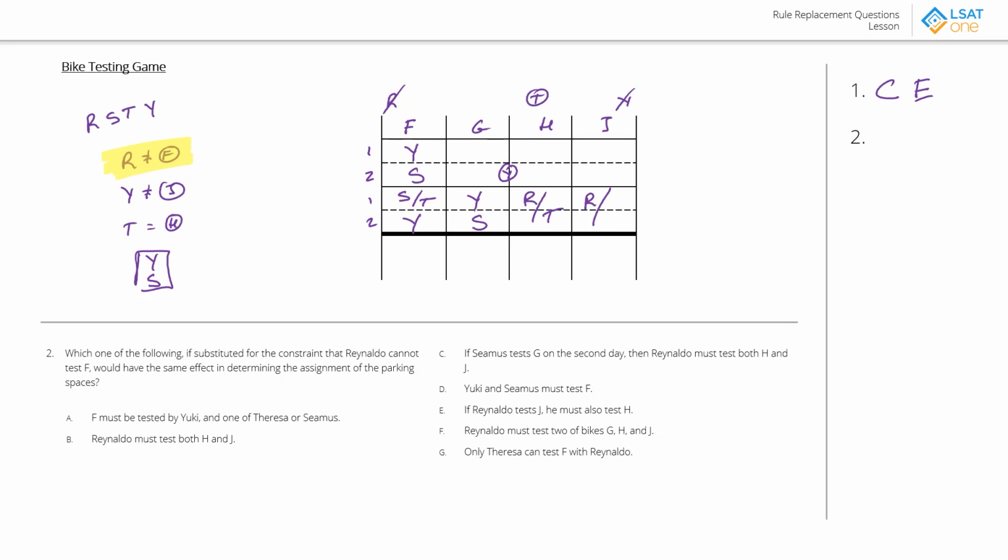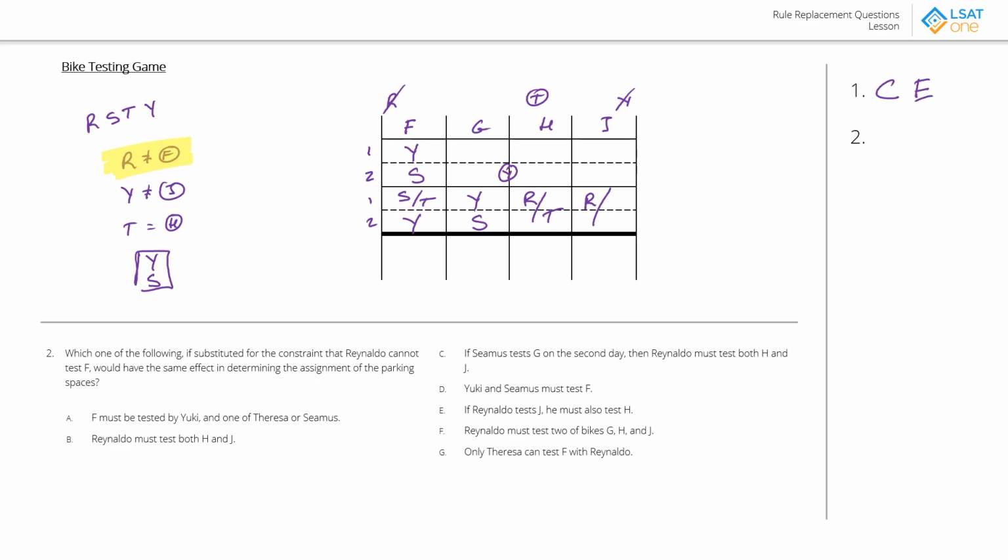Now, first of all, I guess, is that true? Does F have to be tested by Y and one of T or S? And actually, yeah, because if you notice our consequences here, the exhaustions, we always had a Y testing F, and the other person was always either S or T. So answer choice A, this had to be true.